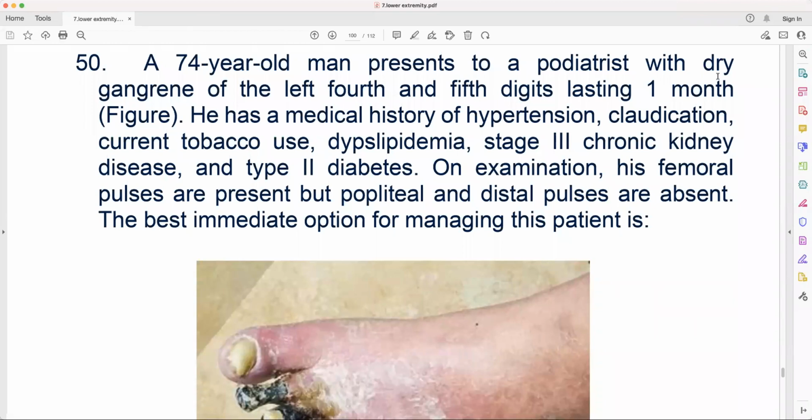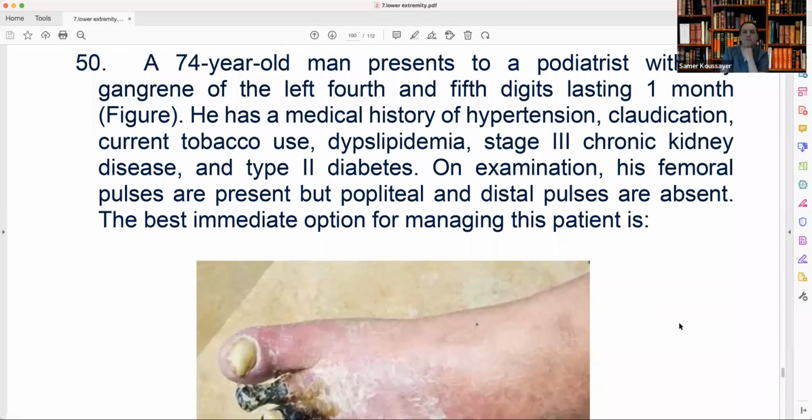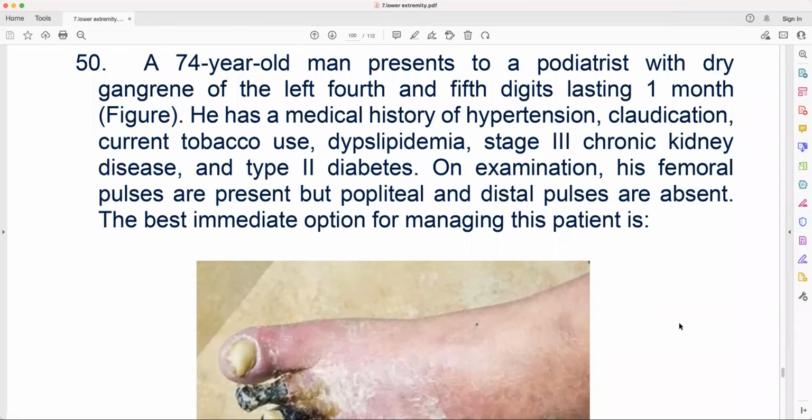A 74-year-old man presents to a podiatrist with dry gangrene of the left fourth and fifth digits lasting 1 month. He has a medical history of hypertension, claudication, current tobacco use, dyslipidemia, stage 3 chronic kidney disease, and type 2 diabetes. On examination, his femoral pulses are present, but popliteal and distal pulses are absent. The best immediate option for managing this patient is.